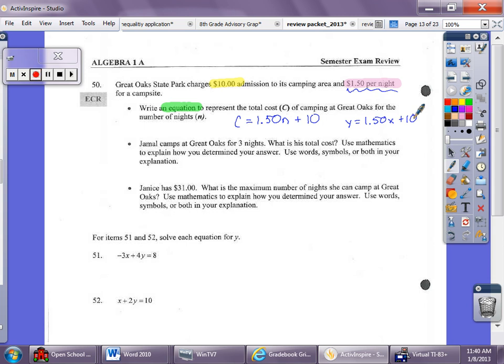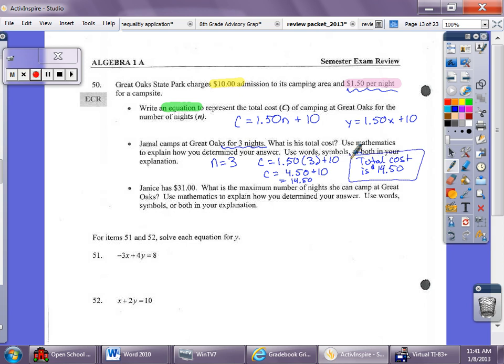Jamal camps at Great Oaks for 3 nights. What's his total cost? Well, we know that n is equal to 3 because he's there for 3 nights. So we just plug in 3 for n. So the cost equals $1.50 times 3 plus 10. And $1.50 times 3 is $4.50. So the cost is $4.50 plus the $10. So the total cost is going to equal $14.50.